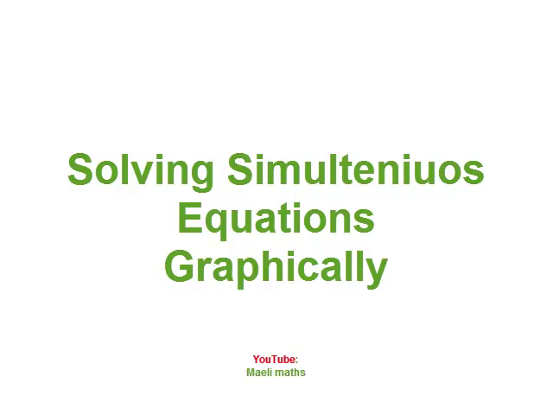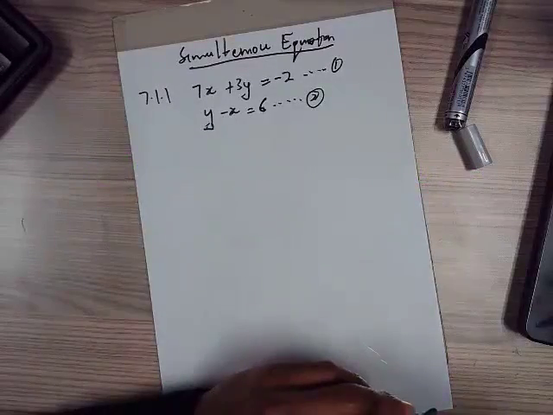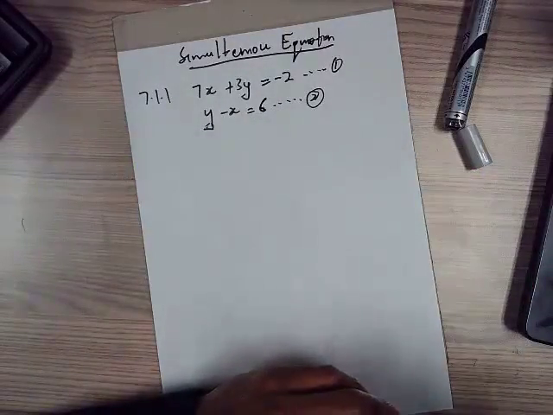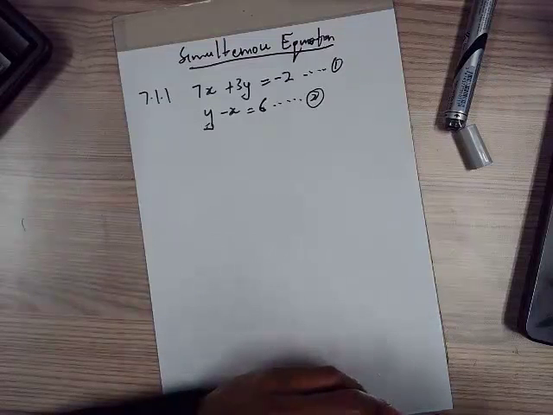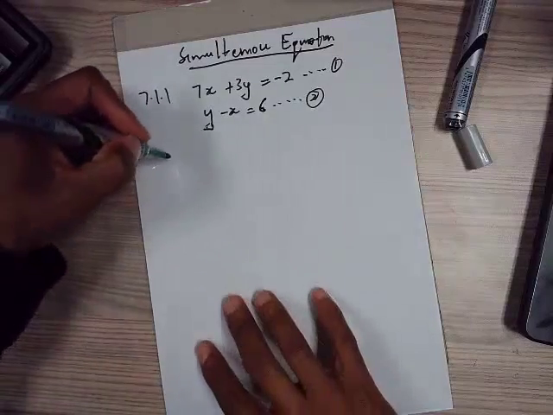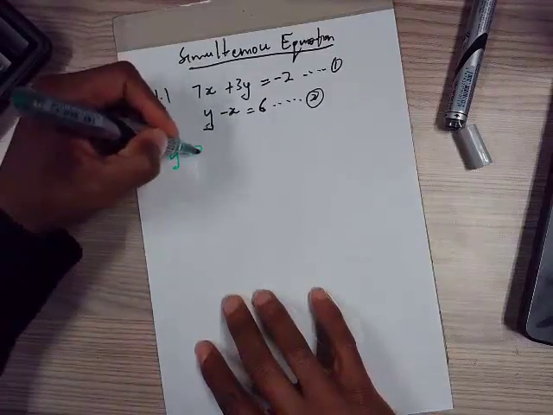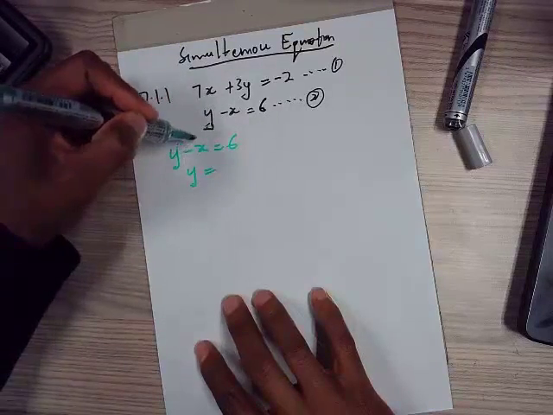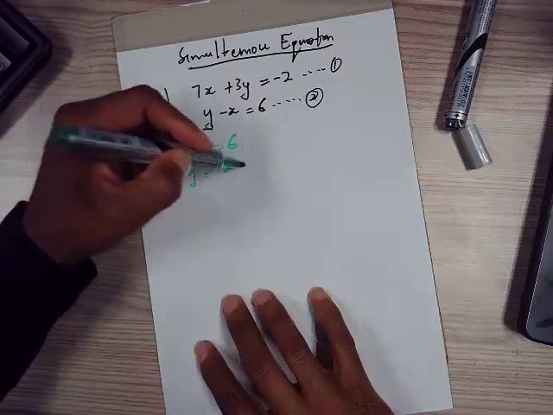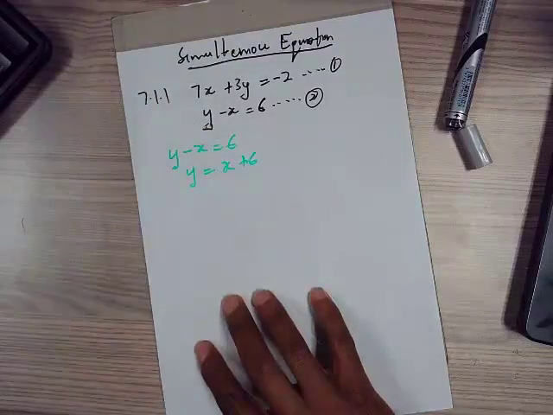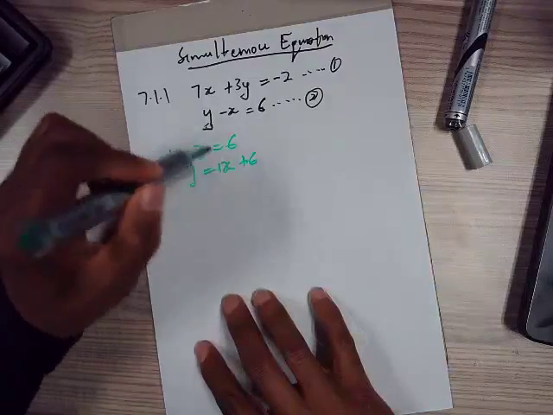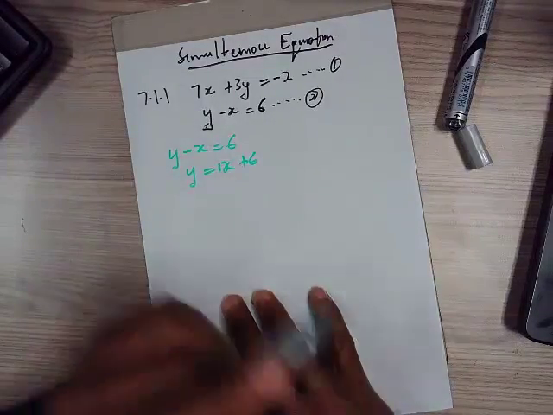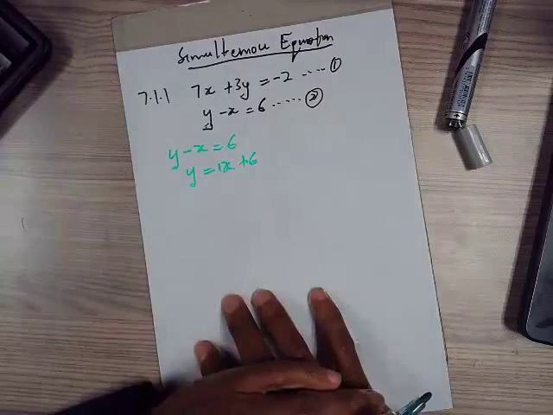Okay, now we're going to do simultaneous equations graphically. So the first thing you do on these two equations, you express them as y equals mx plus c, both of them. So let's start with the second equation, which is y minus x equals 6. You take the x to the other side, it will change the sign, so y equals x plus 6. So this is 1x, so it's already in that format, y equals mx plus c.